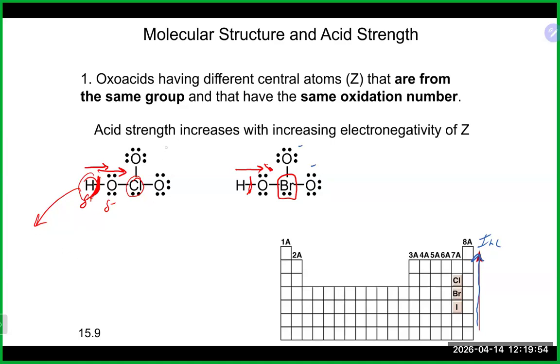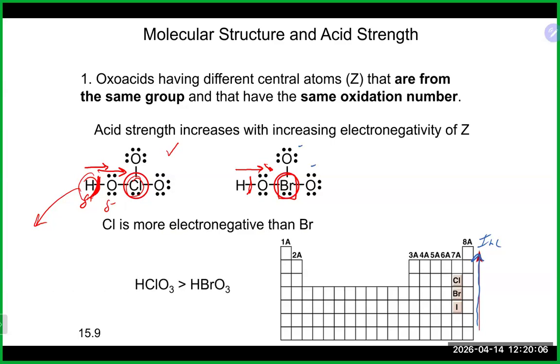Because of that, we would expect the one with the chlorine to be the stronger acid of the two based on electronegativity. If we had to rank these two, because Cl is more electronegative than bromine, and that has to be our deciding factor since we cannot use oxidation state, we would expect HClO3 to be a stronger acid than HBrO3. Any questions on that?